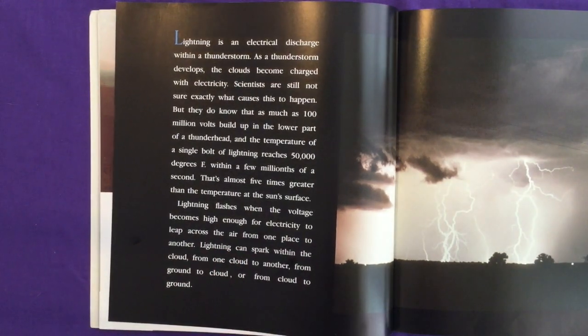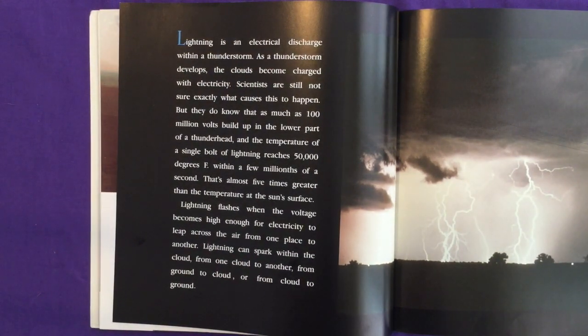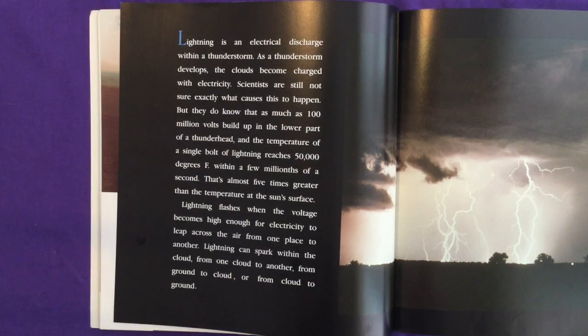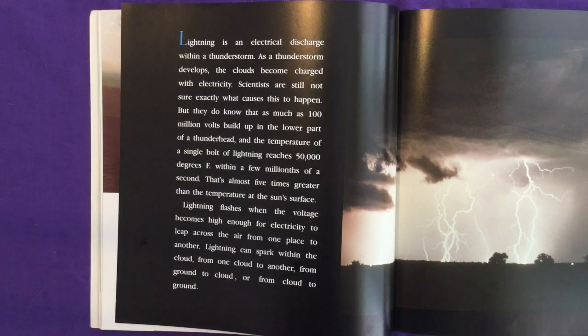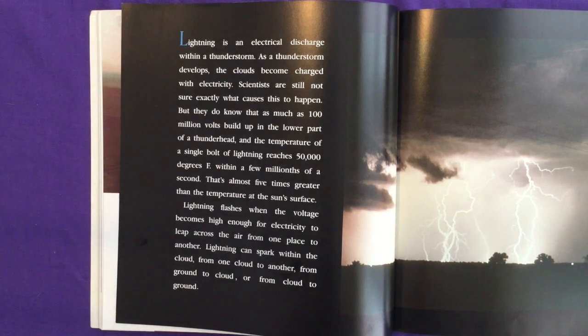Lightning is an electrical discharge within a thunderstorm. As a thunderstorm develops, the clouds become charged with electricity. Scientists are still not sure exactly what causes this to happen, but they do know that as much as 100 million volts build up in the lower part of a thunderhead, and the temperature of a single bolt of lightning reaches 50,000 degrees Fahrenheit within a few millionths of a second.